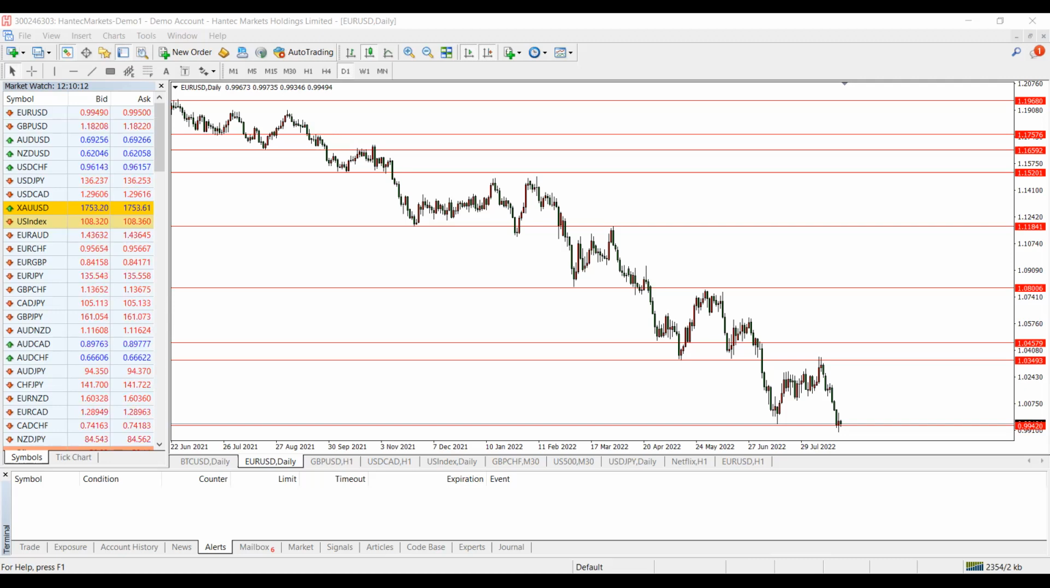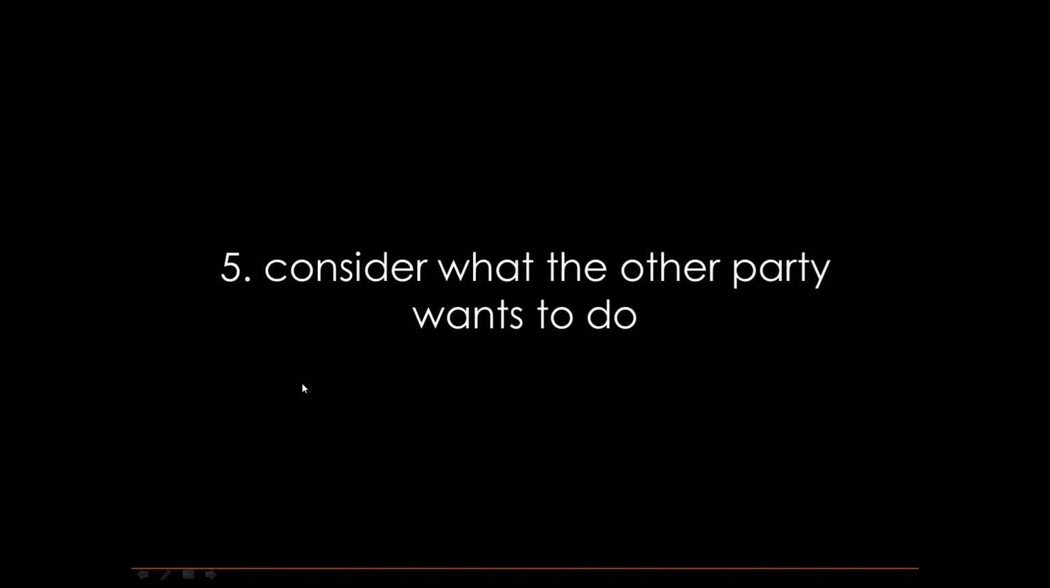And then the fifth thing that we have over here, you must consider, this is very, very important: what the other party wants to do. Meaning that if you want to buy, you must consider what the sellers want to do. It's going to give you a good heads up as to where you should be exiting the market based on trouble areas. And if you are selling, then you should know what the buyers want to do and where they want to do it. These things are very key.